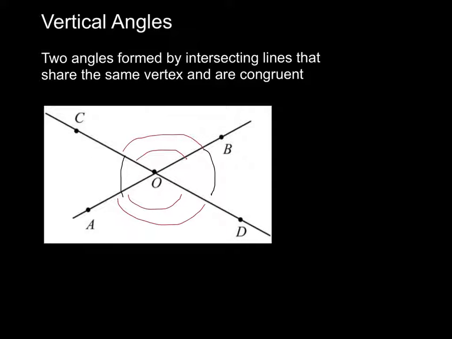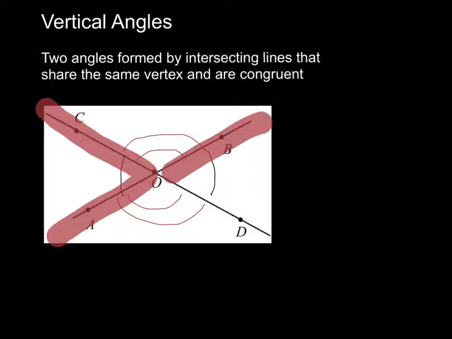So if you take a look again, let's just focus on one of these pairs. Let's focus on this angle and this angle. If you take a look at those two angles, you can see that they share a vertex and then the angle measures themselves are congruent.